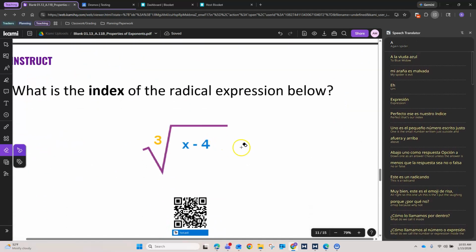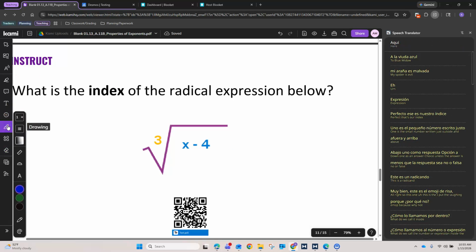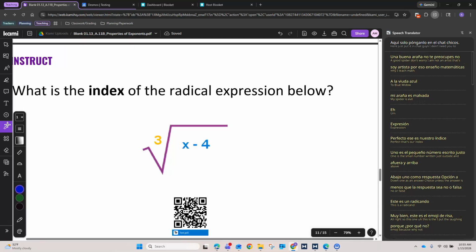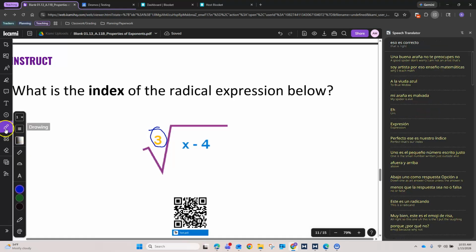Sorry. What's the index here? Just put it in chat, guys. I don't need you to put it in a text poll. That's silly. That is right, Riley. Good job. It is 3. Awesome. There's the index.